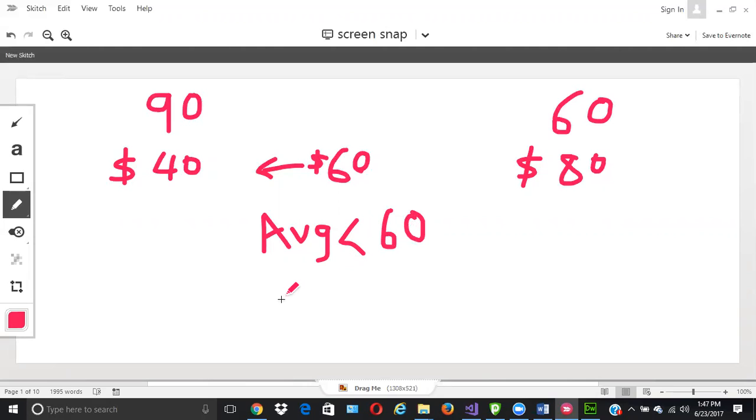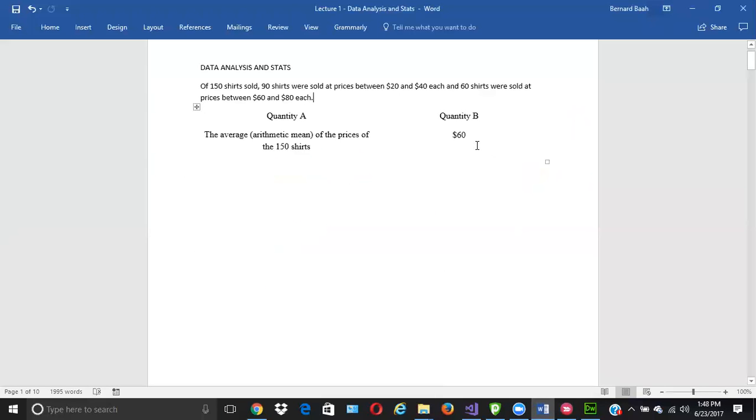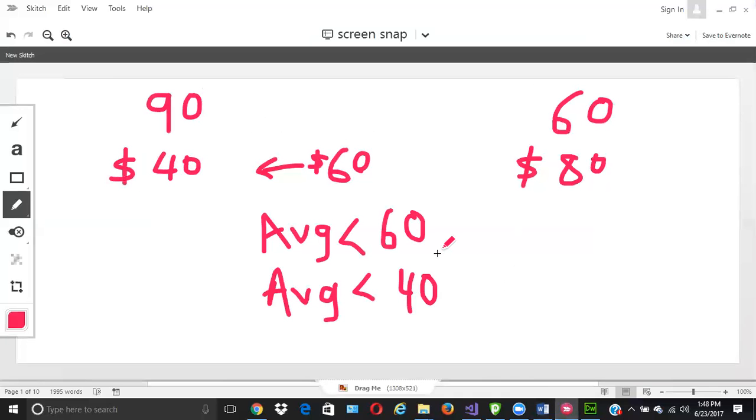So in the first case, the average was less than 40. In the second case, the average is less than 60. So in both cases, the average will be less than 60, which is quantity B. So we can answer the question: quantity B is greater, because even if you sell at the highest possible price, quantity B will still be greater than the average of the 150 shirts. So the answer to the question is B.